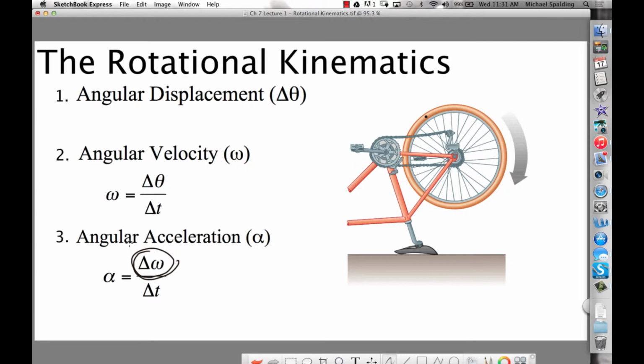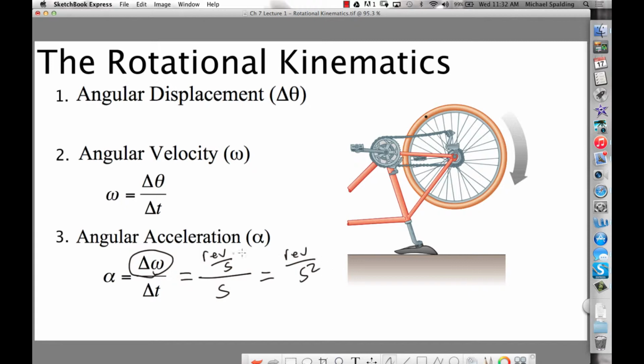If something is going faster, faster, faster, if it's speeding up in an angular sense, that's referred to as an angular acceleration. Any change in angular velocity is going to be angular acceleration. Now, what will the units be for angular acceleration? Well, what's this measured in? Angular velocity is measured in revolutions per second. Divide by seconds. What does this give us?